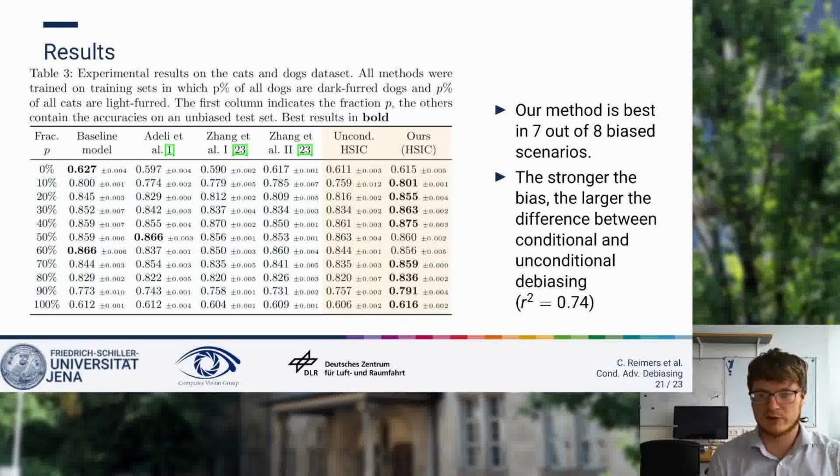Further, we compare the conditional and the unconditional use here of the Hilbert-Schmidt independence criterion as a loss, and we find that the stronger the bias, the stronger is the gain of using a conditional dependence method over an unconditional dependence method, which is expected.